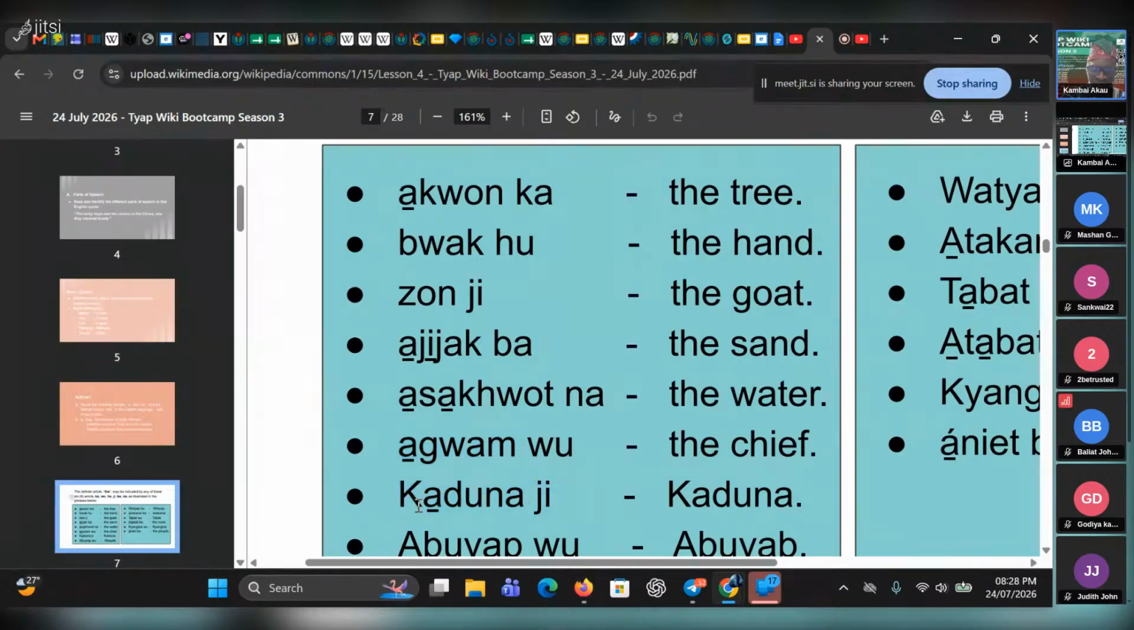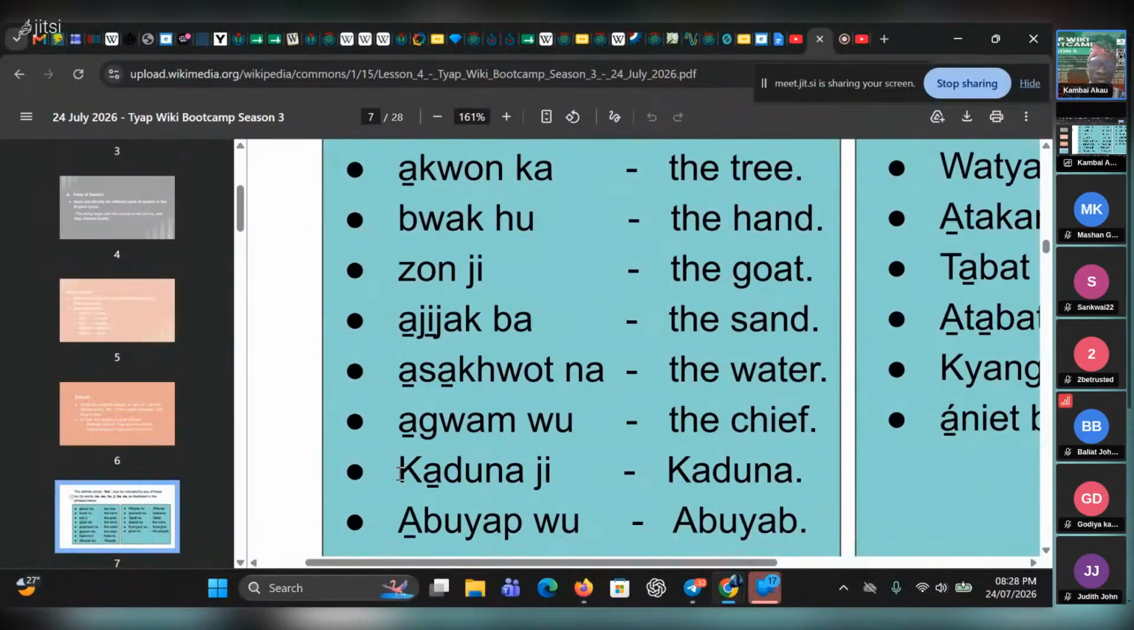Most Tyap words that start with letter K fall under the Wu definite article. But borrowed words, I've observed that borrowed words starting with letter K usually have the Ga definite article, but not all of them do. So Kaduna is a borrowed word. It's not a native Tyap word, so it's carrying a Ga definite article. And then Abuyap is a Tyap word for a village called Abuyap. It's carrying a Wu definite article.